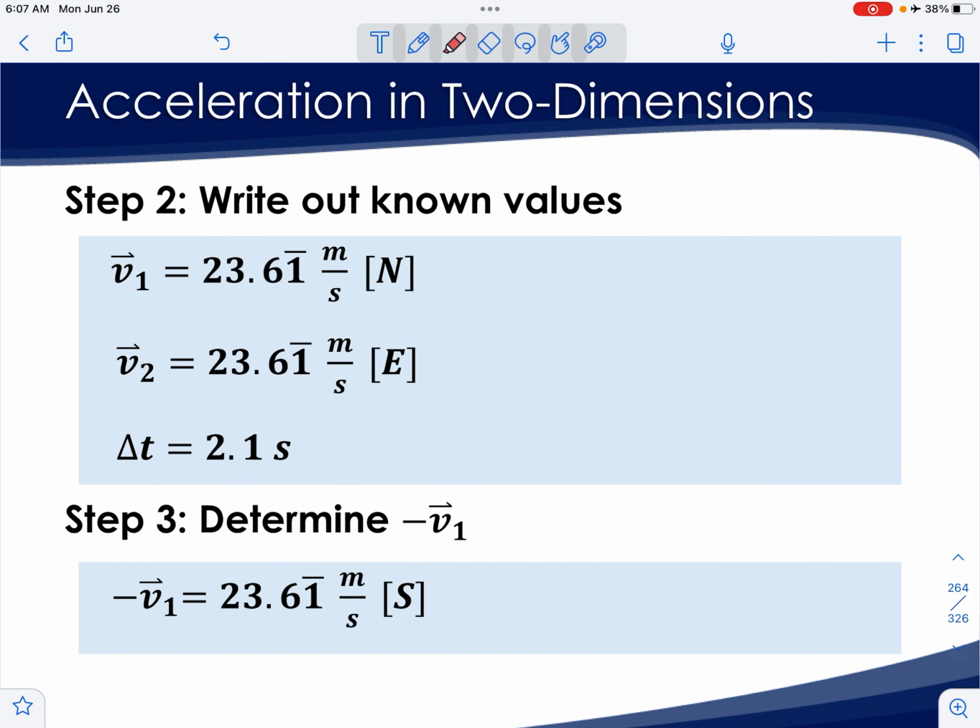So now we write down the values. We have 23.61 meters per second north and 23.61 meters per second east, and our delta t is 2.1 seconds. Okay, so because we are doing acceleration, delta v is V2 plus negative V1, over delta t. Our negative V1 is going to be the same magnitude, but the opposite direction. So it's south.